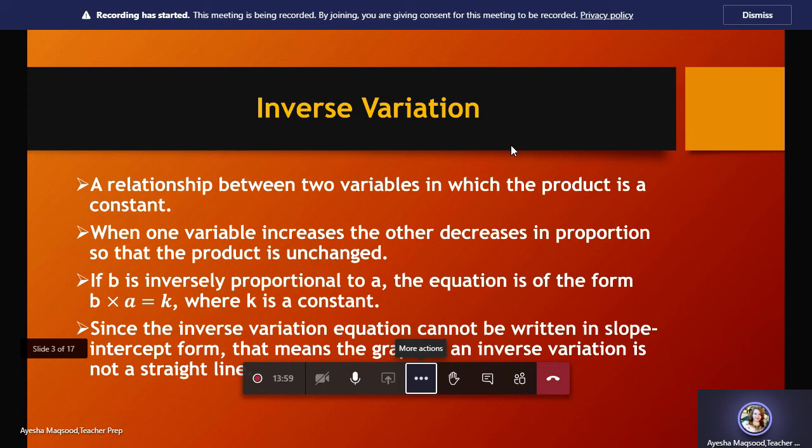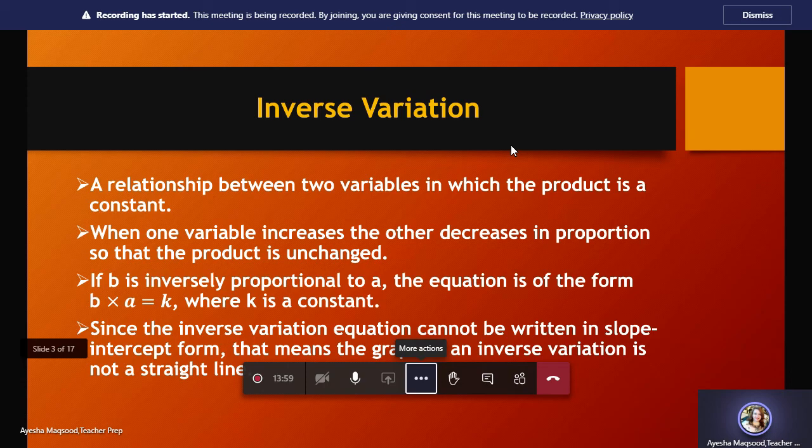But now in the inverse, it's very easy. You have to remember that every time the second variable will be written as k upon. In direct variation, you have written k multiplied by the second variable. Now for inverse variation, you will write k divided by the second variable. Is it clear? Otherwise, the basic concept is the same.